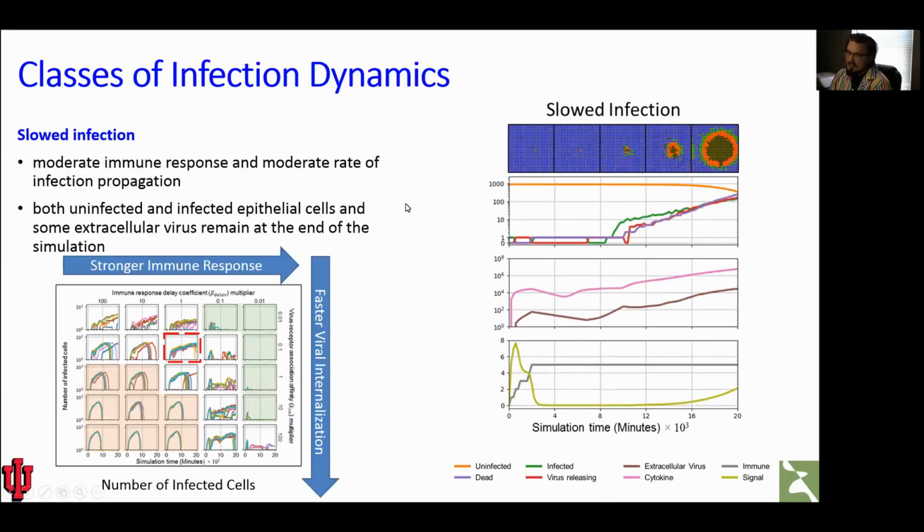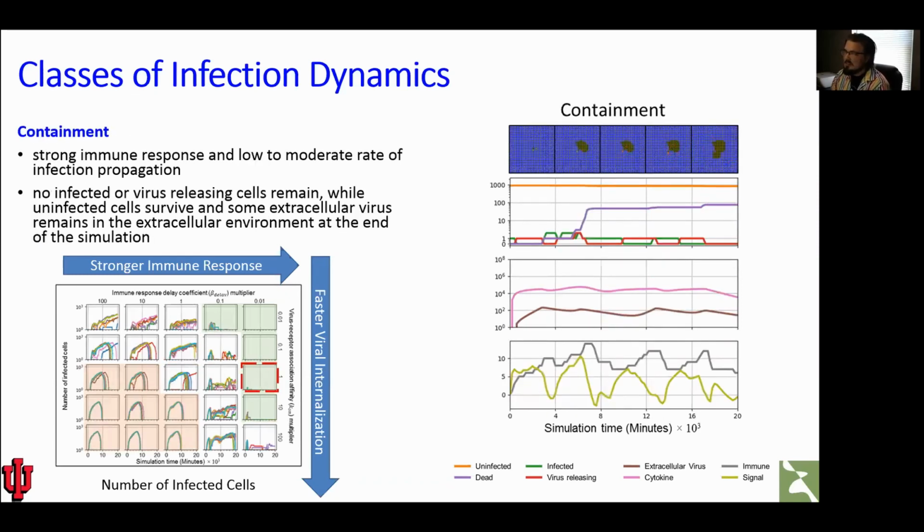There's something like slowed infection, where by the end of simulation, the virus is not contained, but it's also not completely widespread, which occurs somewhere in this region. This is something like the innate immune response slowing down the progression of infection to where the adaptive immune response has a better chance of controlling the infection. We have the case of containment, where there are no infected cells at the end of simulation, but there's an appreciable amount of virus in the extracellular space that gives the possibility of new infection sites recommencing infection.